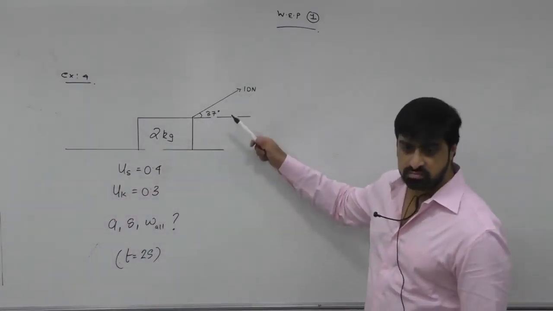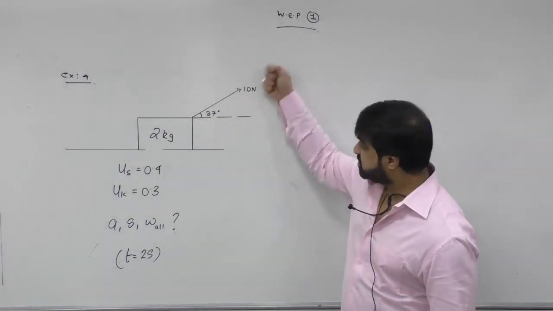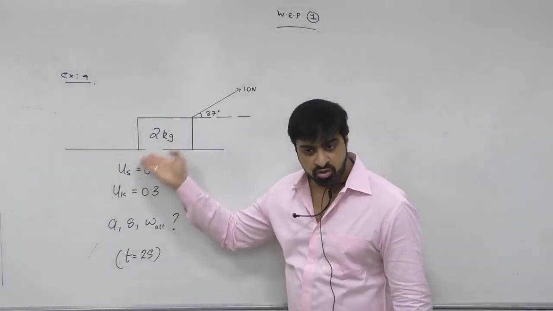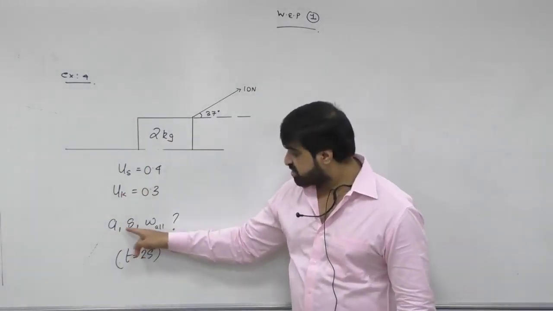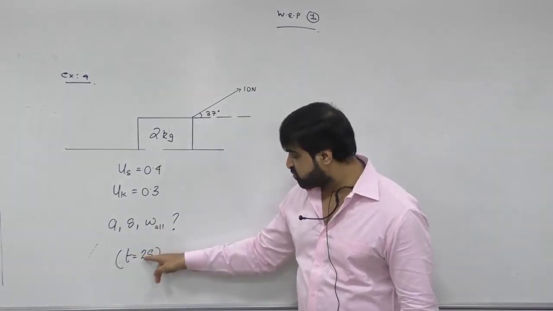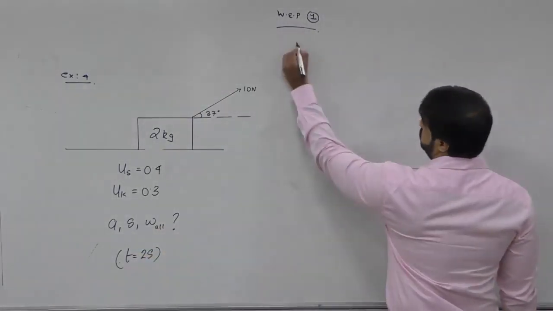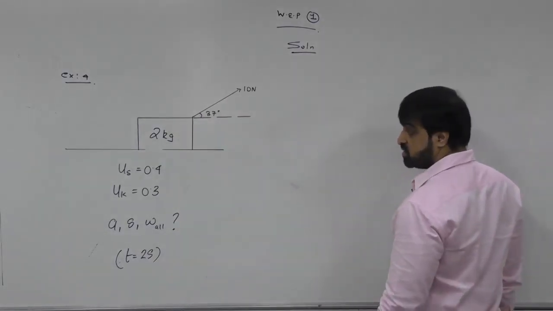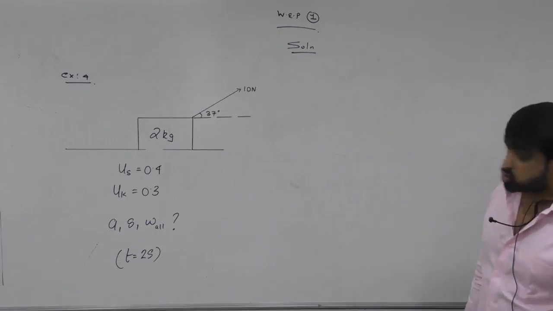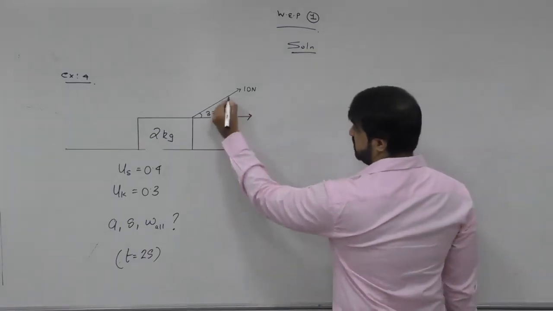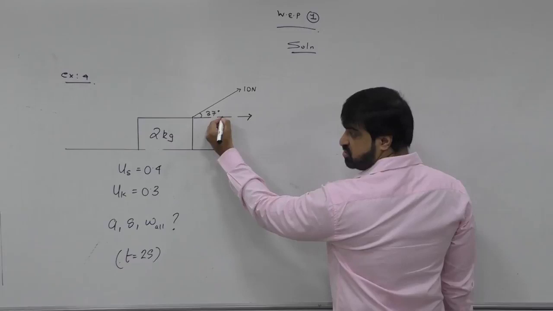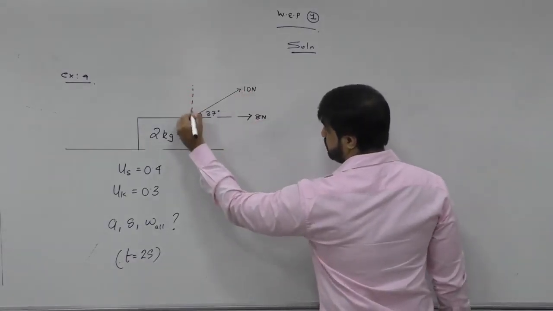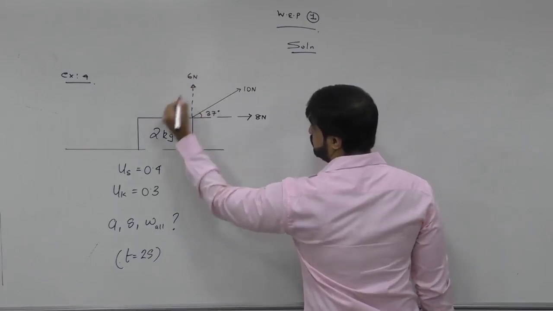2 kg block. 10 Newton force is being applied at 37 degrees with respect to horizontal. Mu s and mu k means there is friction on the road. How much is the acceleration, displacement and work done by all forces in a time of 2 seconds? Solution. Resolve. This will be cos 37 is 4 by 5. 4 by 5 into 10 is what? 8 Newton. 3 by 5 will become 6 Newton.